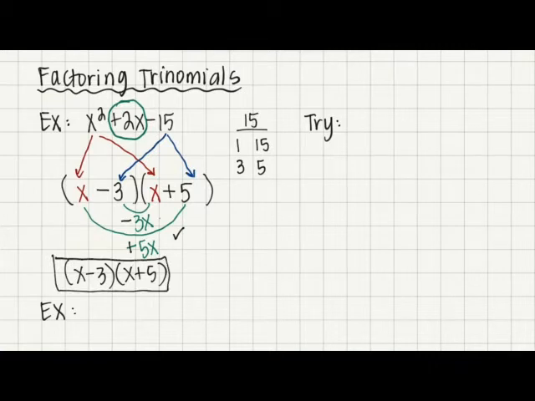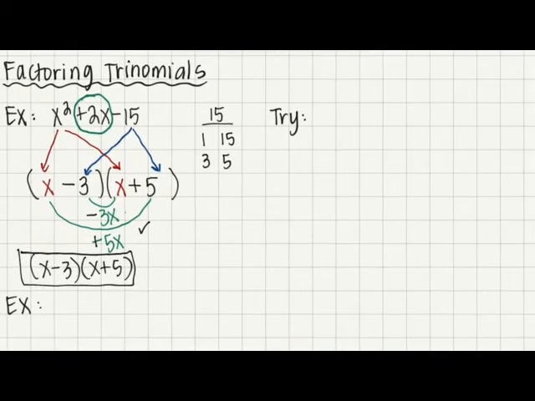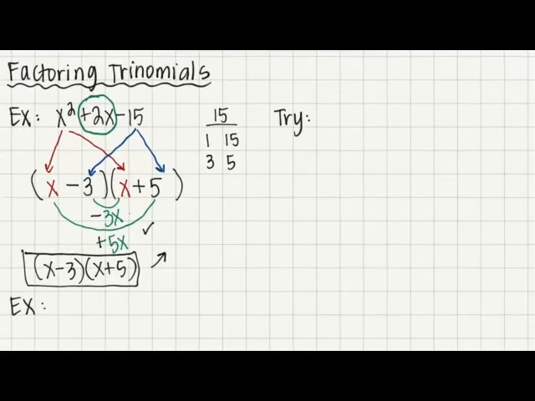You can always check your answer by multiplying back out. When I multiply x minus 3 times x plus 5, I get x times x is x squared. The outer is positive 5x. The inner is negative 3x. And the last term is negative 15. Positive 5x minus 3x is 2x. So x squared plus 2x minus 15 checks out to be the original problem.